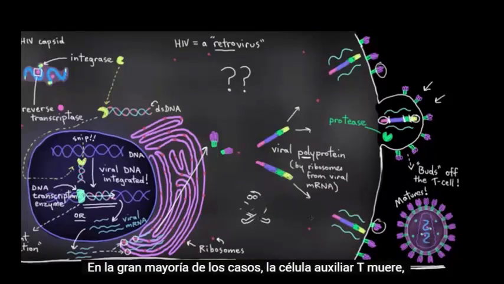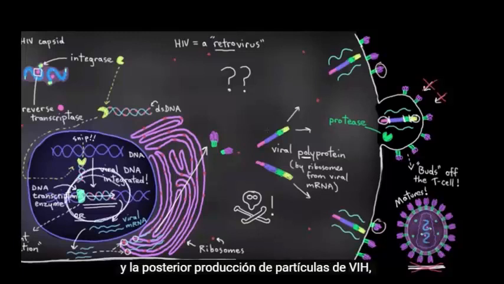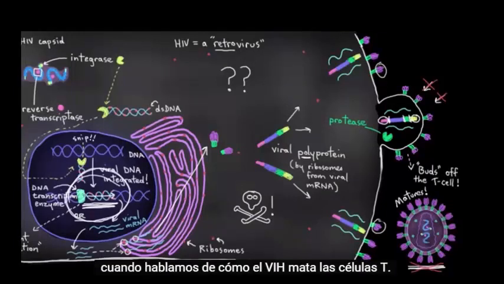In the vast majority of cases, the T helper cell does die, but it's not because of the budding off of the virions. It's most often because infection and subsequent production of HIV particles sort of triggers this self-destruct mechanism within the T cell. But I'll cover that in more detail when we talk about how HIV kills our T cells.